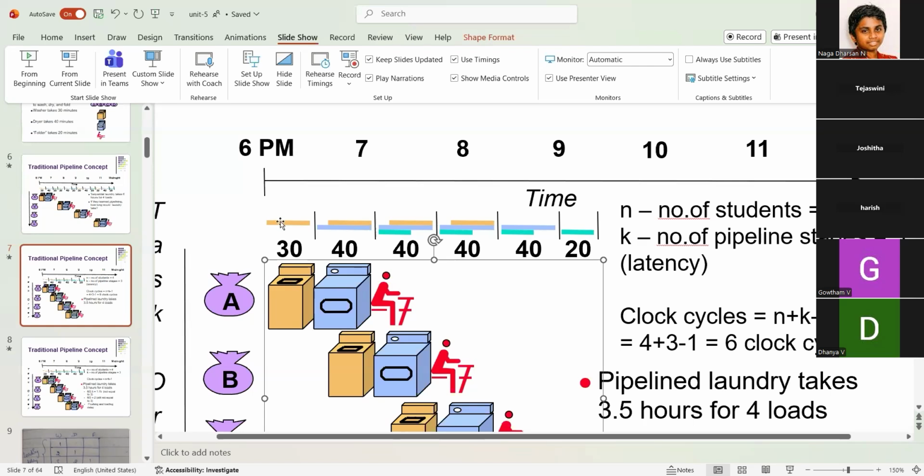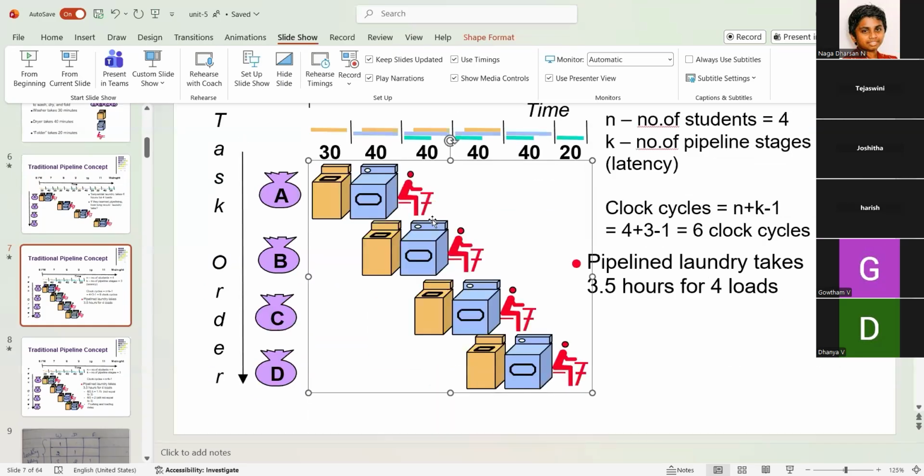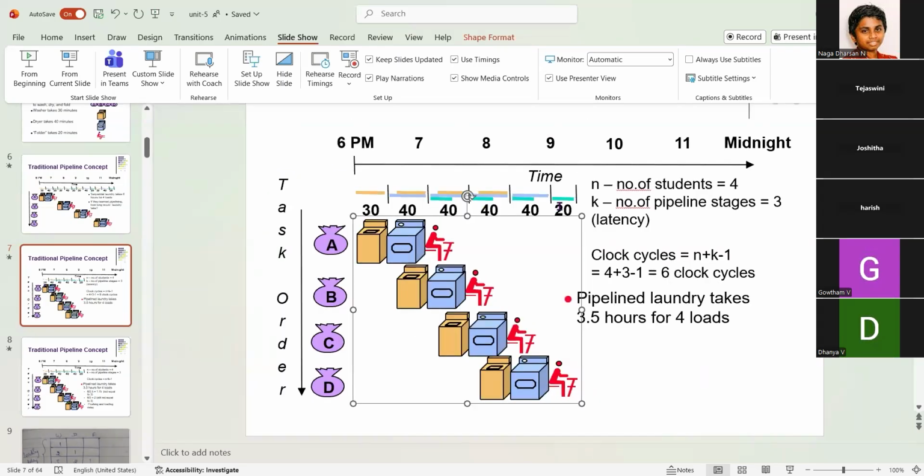We try to make the time periods of each stage equal. So instead of 30, 40, 40, and 20, instead of it being different times, we try to make it the same time. Let's say it's 30 for all. I'm just giving an example. It could be 40 for all. So let's take a condition where it's 30 minutes for each of the steps.